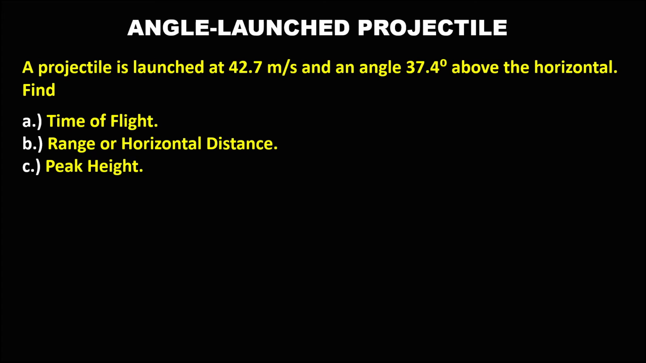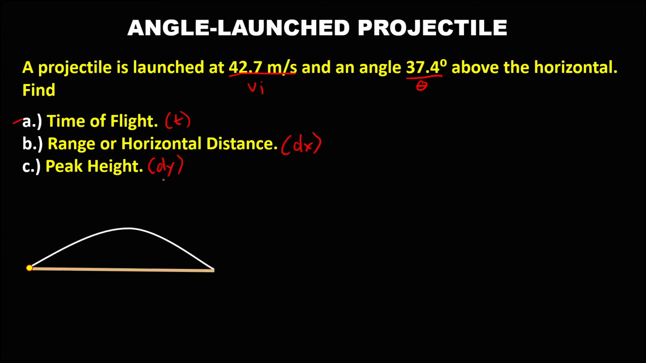Then to solve for this problem, a projectile is launched at 42.7 meters per second. This one is the initial velocity, and an angle of 37.4 degrees. This one is theta. Then find the time of flight, so the total time, then the range or the horizontal distance, this is the dx, then the peak height, this one is the dy. So this is now the illustration.